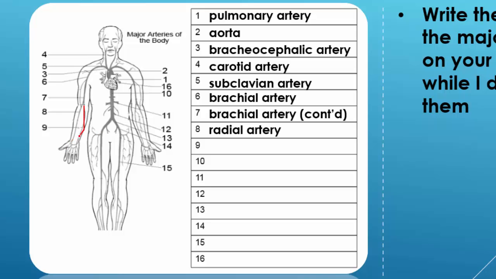This artery here, branching off, is the ulnar artery, and these also refer to the bones. There's the radius and the ulna in this region of the body as well. All right, so let's go back up here.